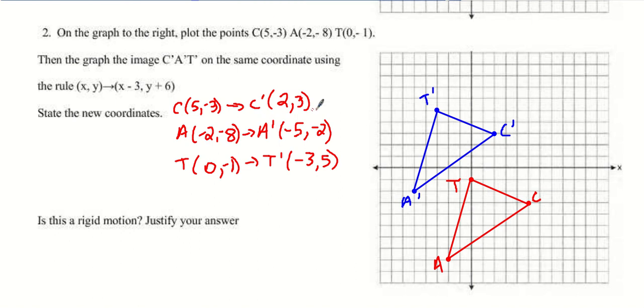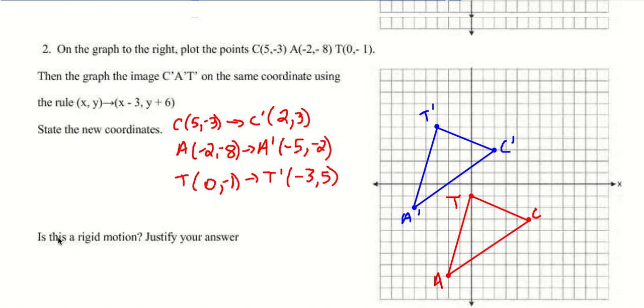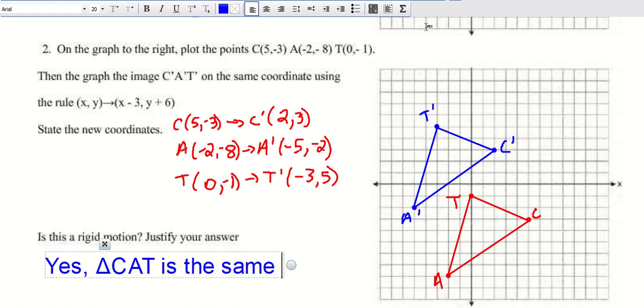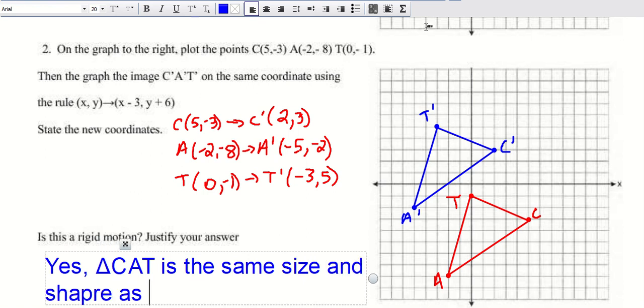And so we end up with the points positive 2, 3 for C. Okay. -5, -2 for A prime, and T prime is -3, 5. And so once again, is it a rigid motion? And we're going to go ahead and throw down our yes, it is a rigid motion. Okay. We can say the same thing, like triangle CAT is the same size and shape as triangle C prime, A prime, T prime.